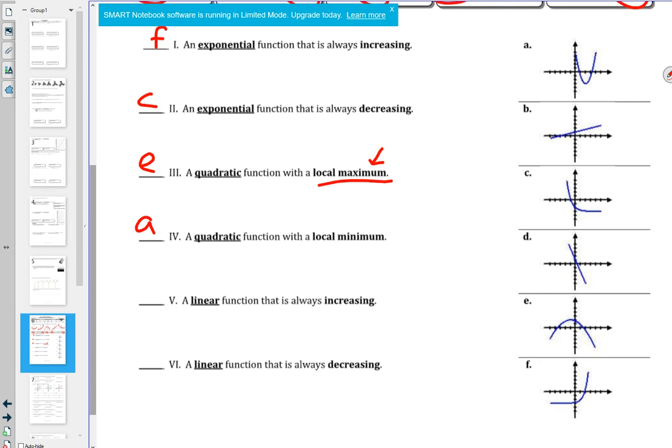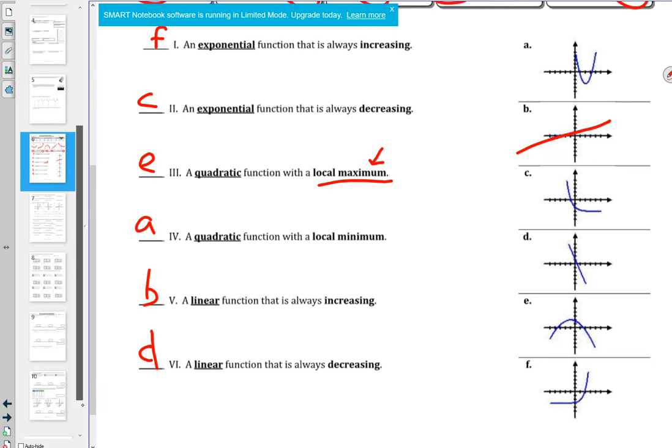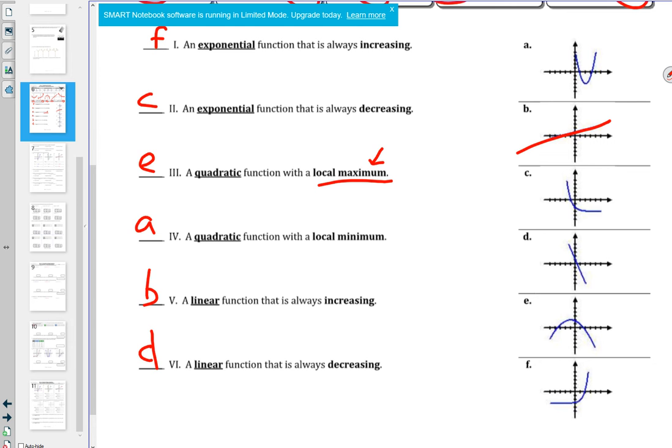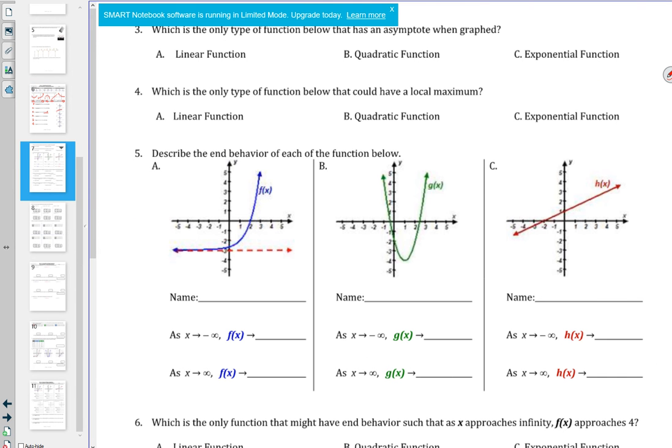Yep. A linear function that is always increasing. How do you know that a linear function is always increasing? What determines what direction a linear function is going? The slope. Very good. So an increasing slope would be a positive slope. That would be B. And then the linear function that's always decreasing, that's a negative slope, that would be B. Any questions on that page? Go to the next page.